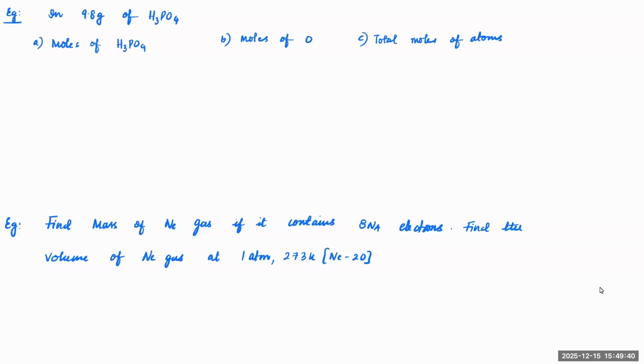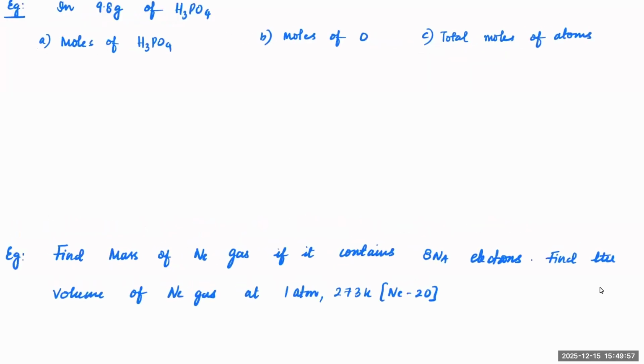Let me discuss, based on the question we discussed last time. Suppose you have been given 9.8 grams of H3PO4. You need to figure out the number of moles of H3PO4, the moles of oxygen, and the total moles of atoms. In such a case, check it out.